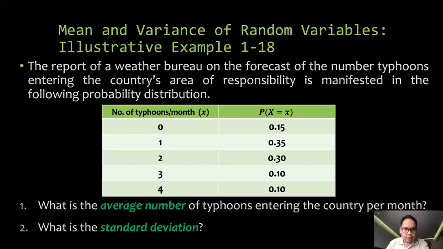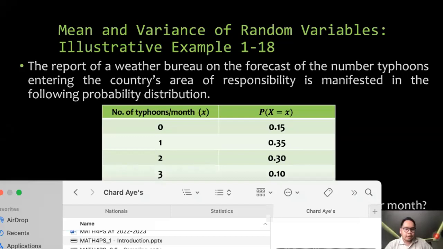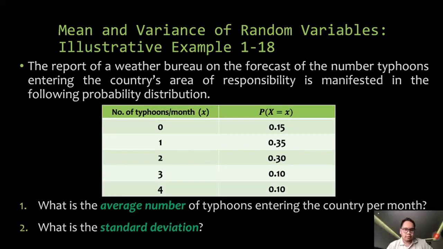Hi there, everyone. Let's see another example on how to determine the mean and variance of random variables. The report of a weather bureau on the forecast of the number of typhoons entering the country's area of responsibility is the following probability distribution. So we have the number of typhoons that may come up next month, for example, and these are the probabilities of these numbers of typhoons coming up. So how can we interpret this?